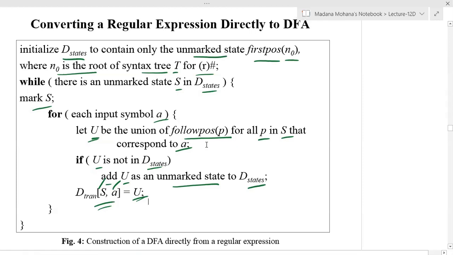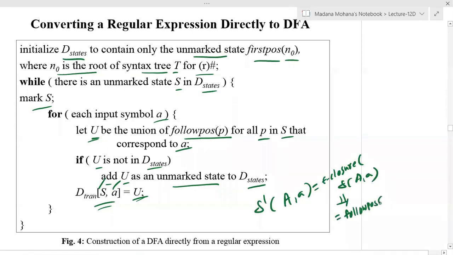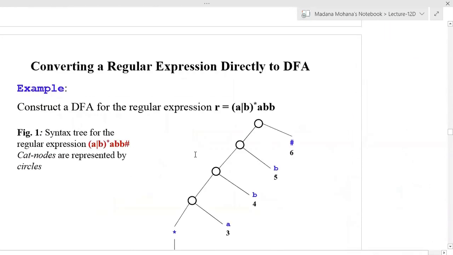In the normal subset construction method, the transition is the epsilon-closure of move(T, a). But here we use the followpos values with union. So that is the only difference. The remaining parts are all the same as the subset construction method.